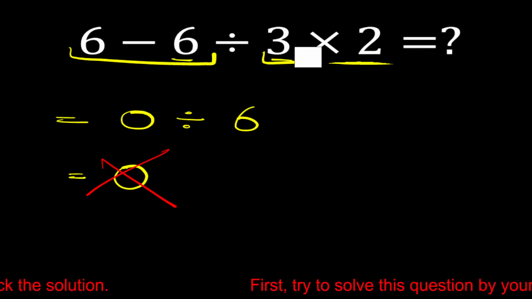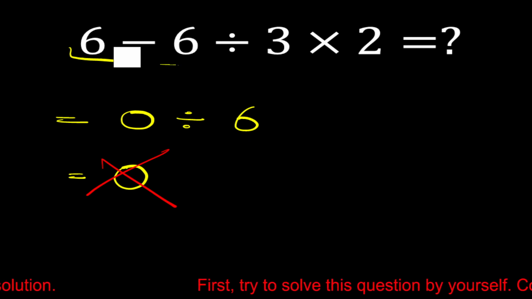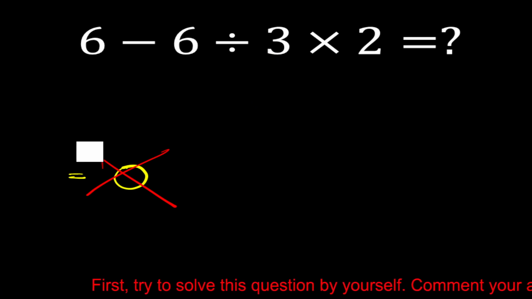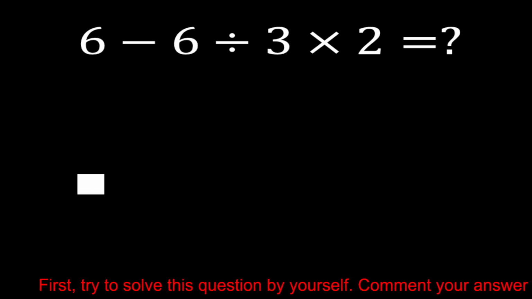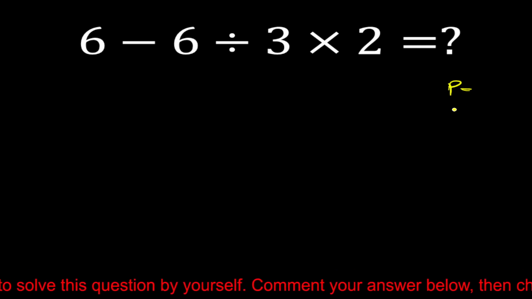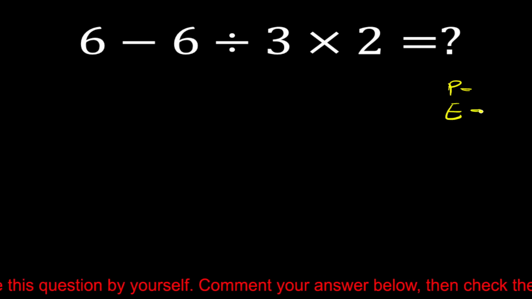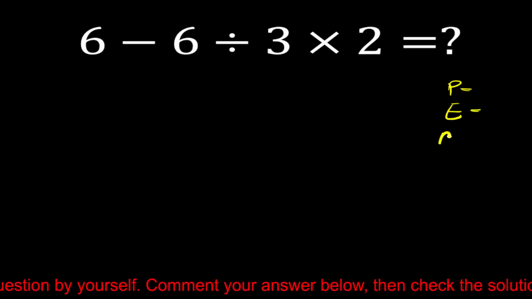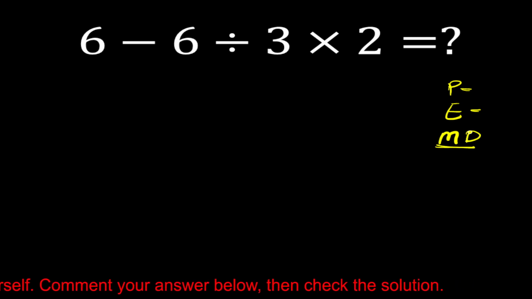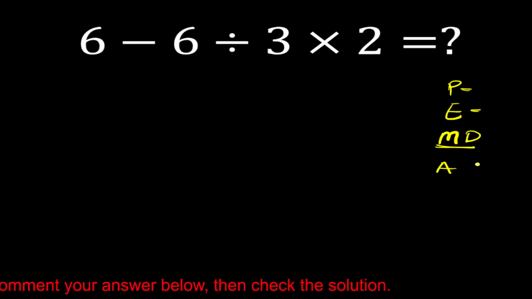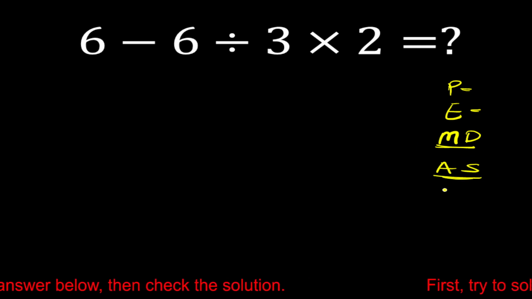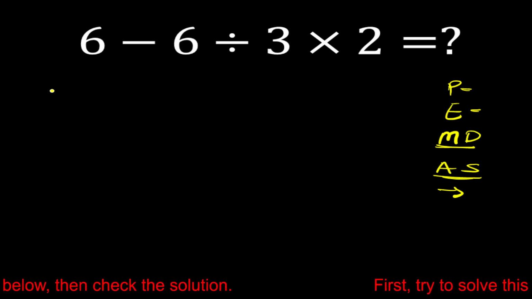Now let's solve this problem correctly by using the PEMDAS rule. According to the PEMDAS rule, first priority is parenthesis, second priority is exponent, third priority is multiplication and division, both have equal priority. And last priority is addition and subtraction, also both have equal priority. So we have to solve it from left to right.